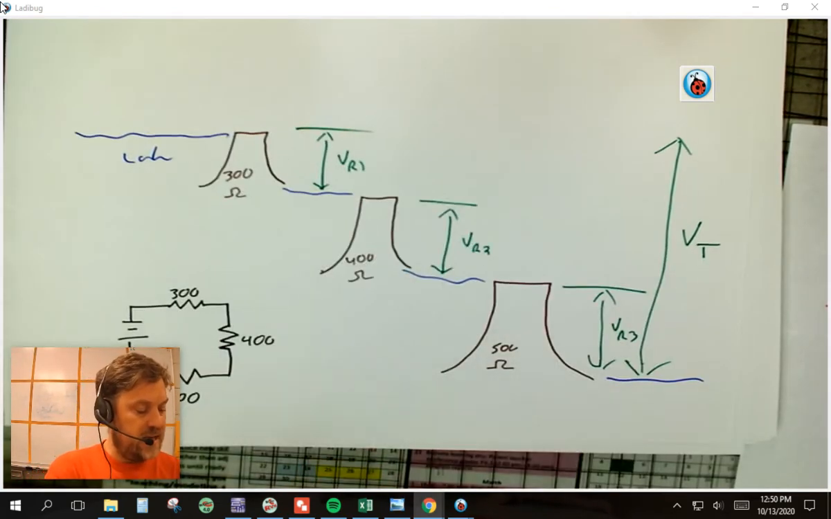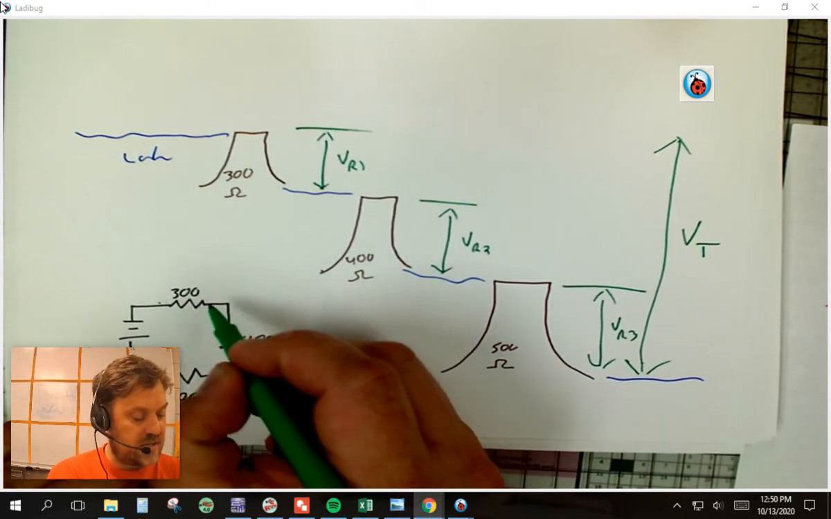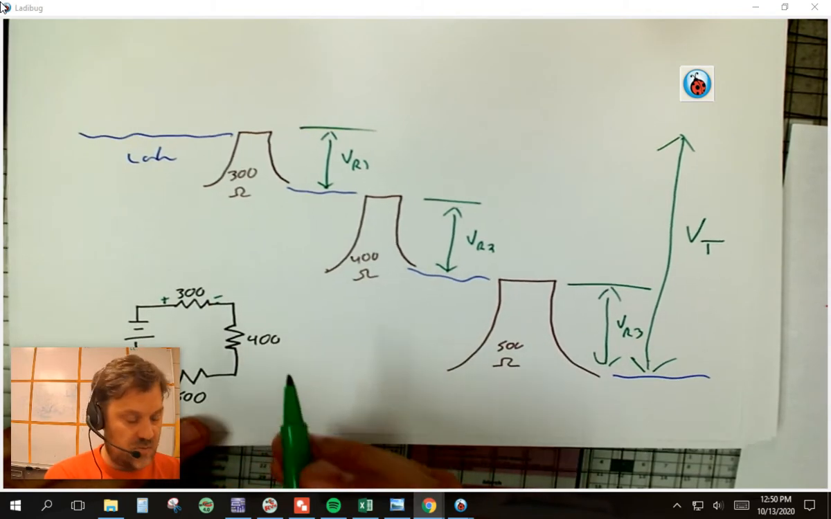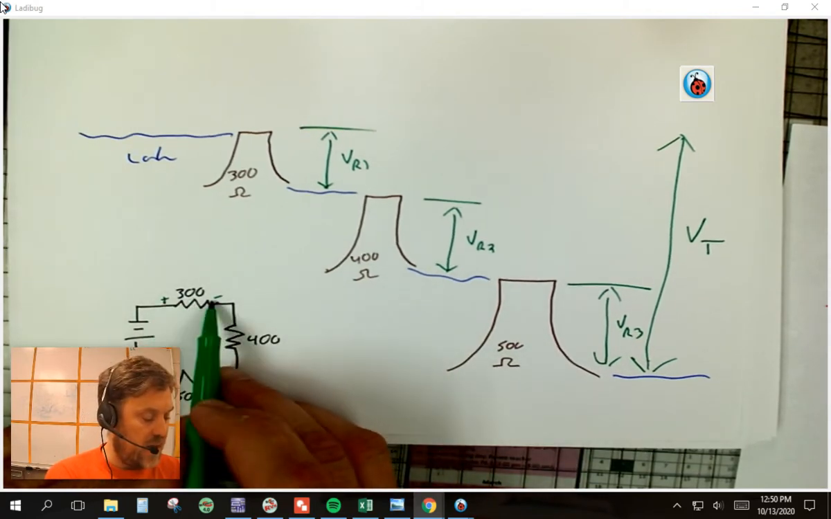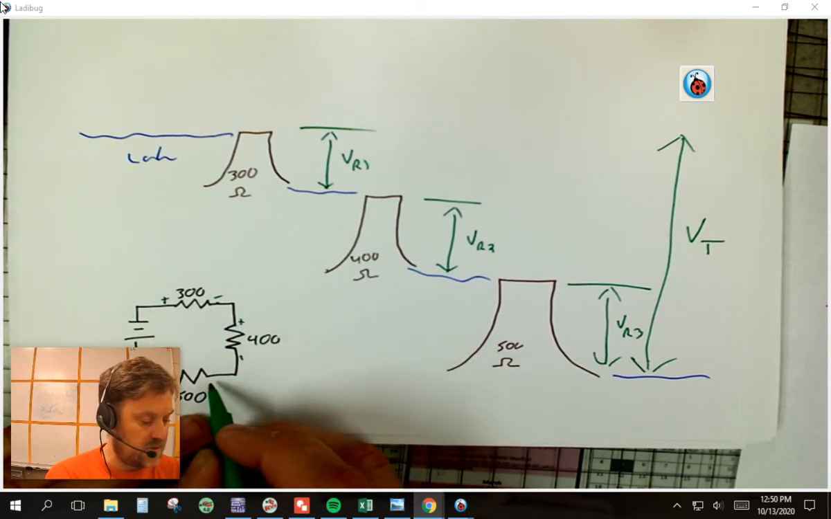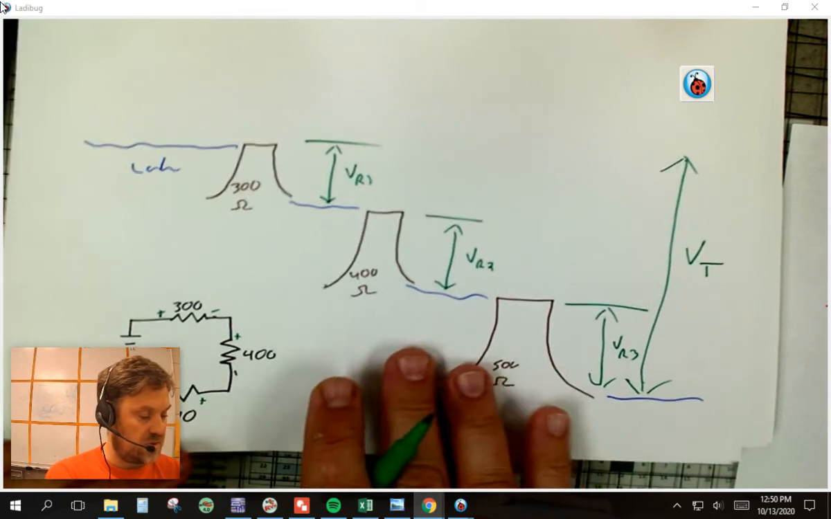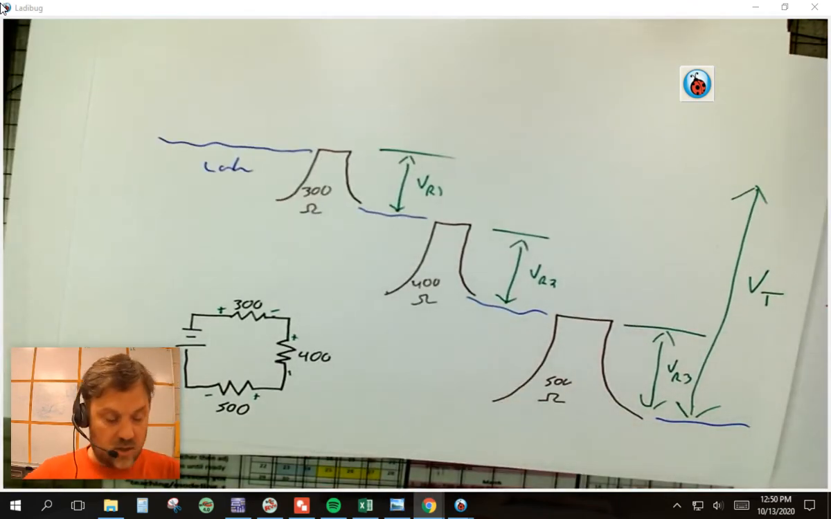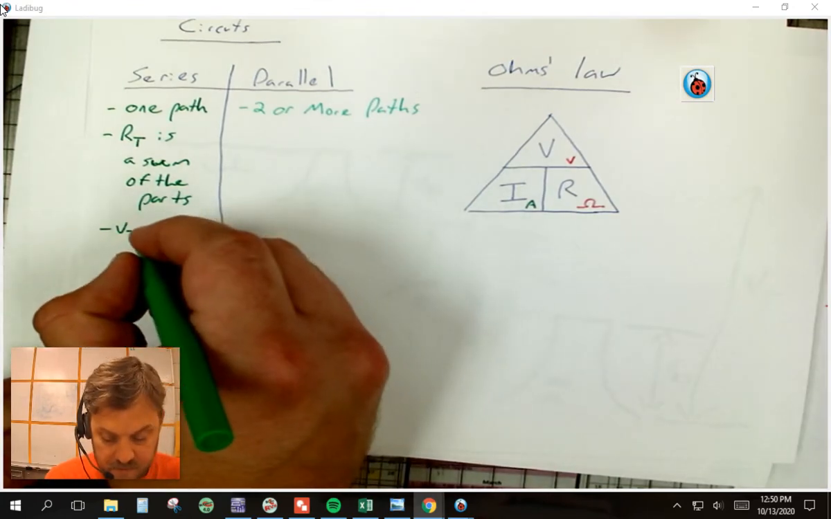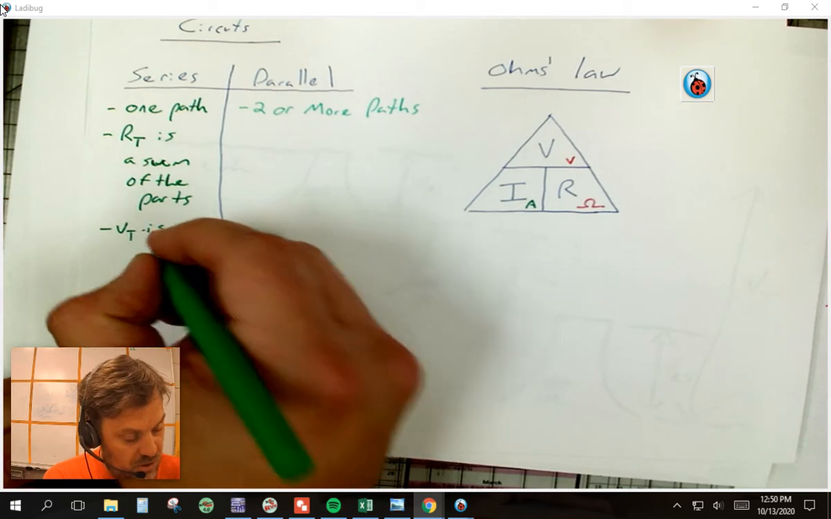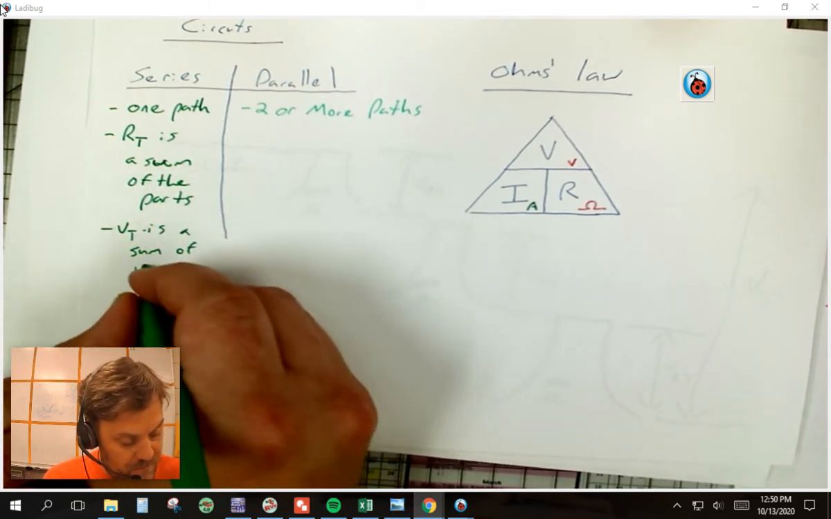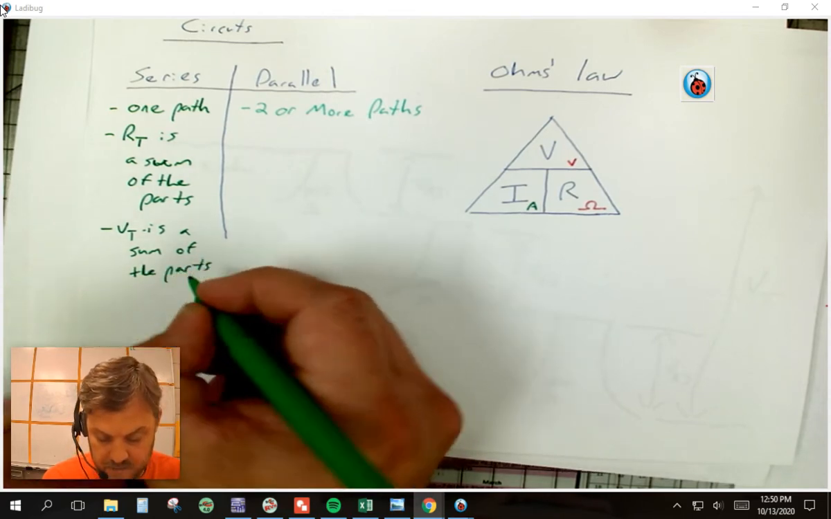So when I look at these components, if I measure across these components, this is a positive side, this is a negative side, say, of this resistor. If I measured across that, I would have a potential energy difference across this resistor, and across the next resistor, and across those resistors. So when I go back to that sheet where I look here and I say my voltage total, once again, is also a sum of the parts. Okay.